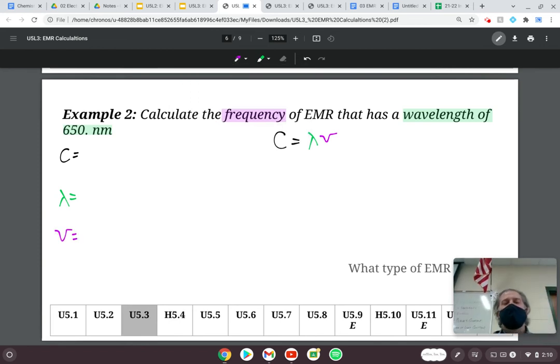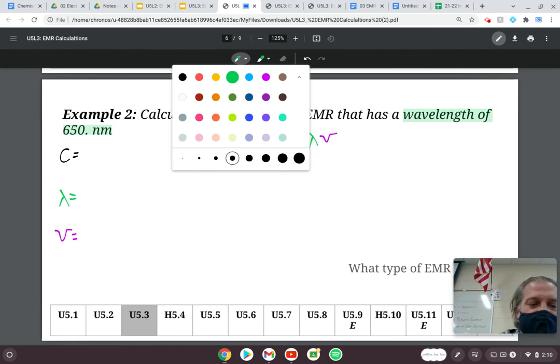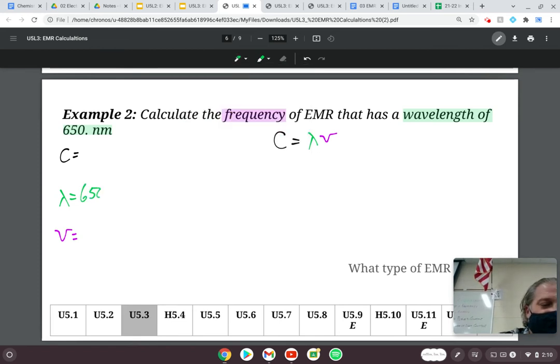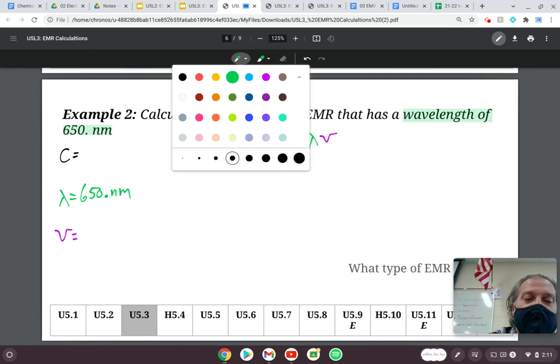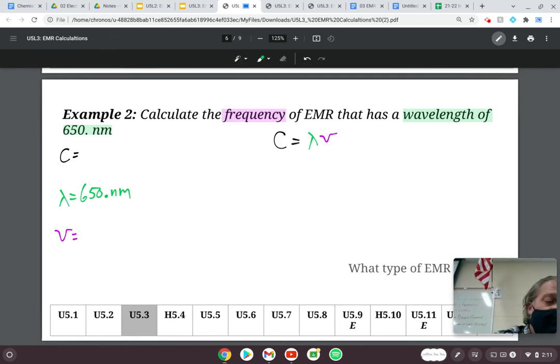And this time, the only number that's been given to me in the problem is 650 with a decimal point nanometers. My constant, right, is the speed of light constant, which is 3.00 times 10 to the 8 meters per second.